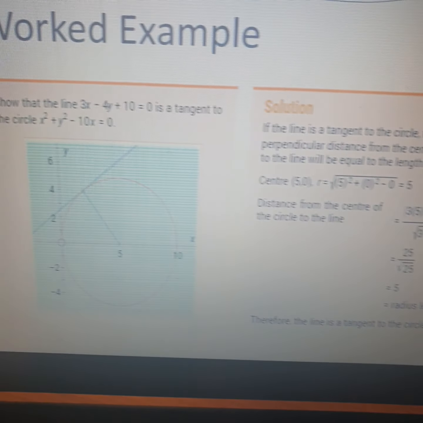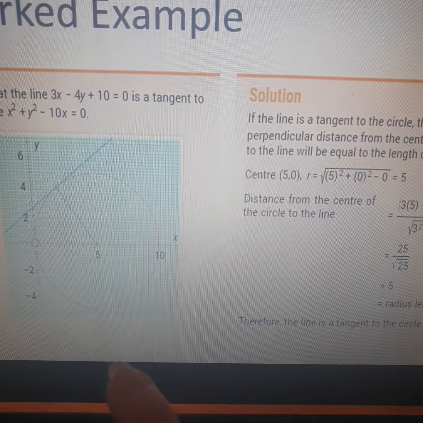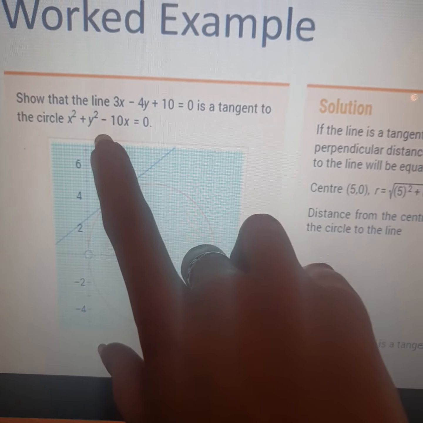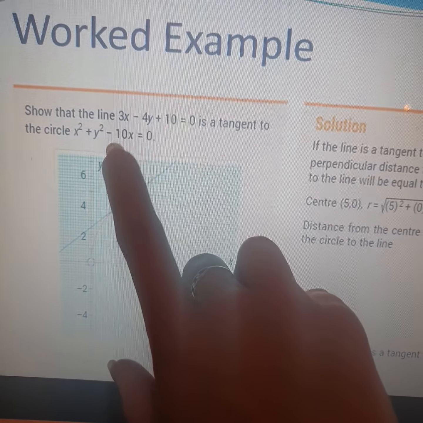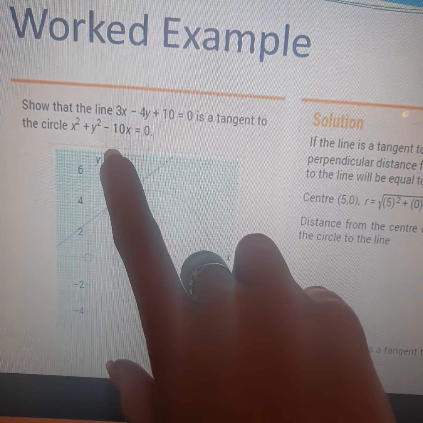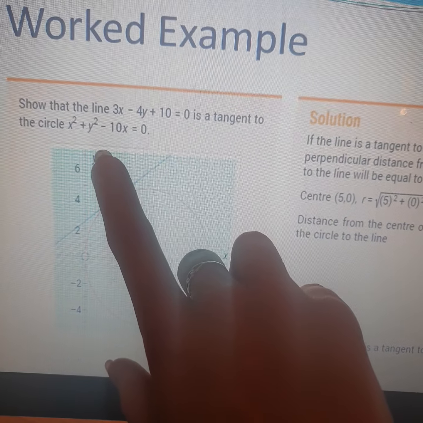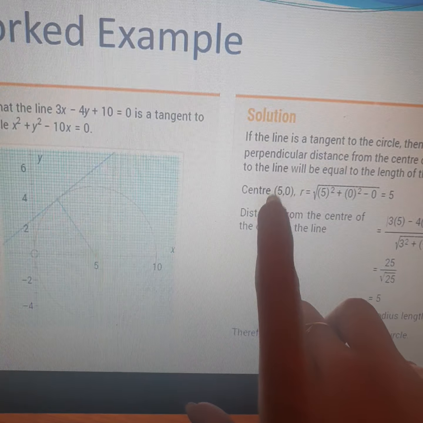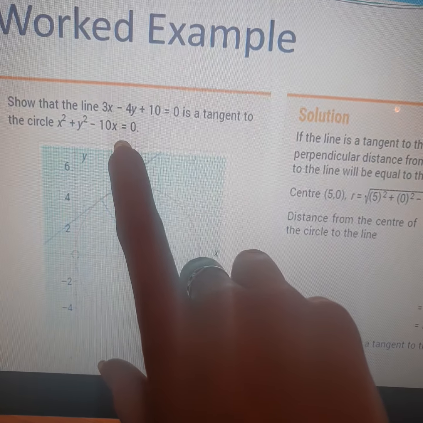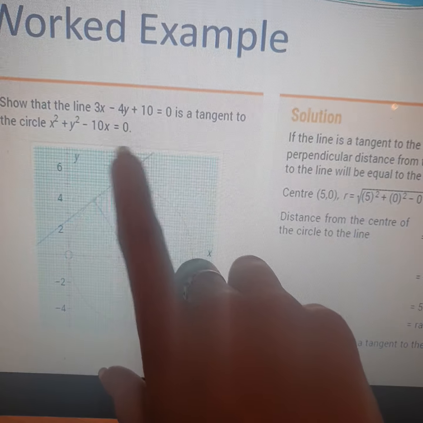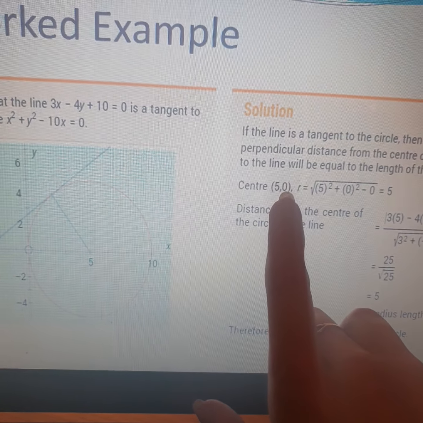So center 5, 0. So that's got from saying that 2gx is equal to minus 10x, 2g is equal to minus 10, g is equal to minus 5, center is minus g, so that's 5. Then we'd have 2fy is equal to 0, 2f is equal to 0, f is equal to 0. There's no such thing as minus or plus 0.